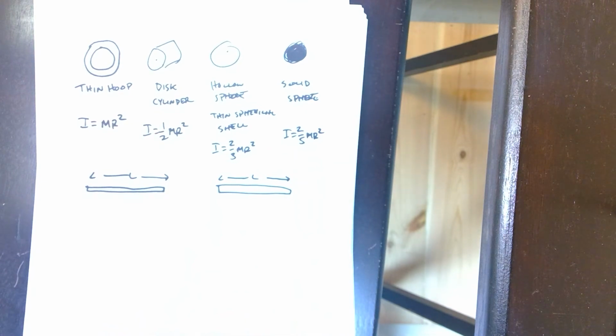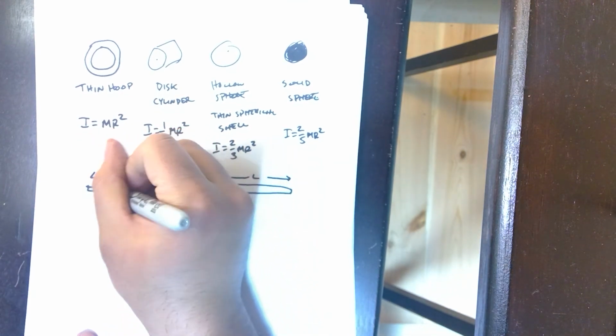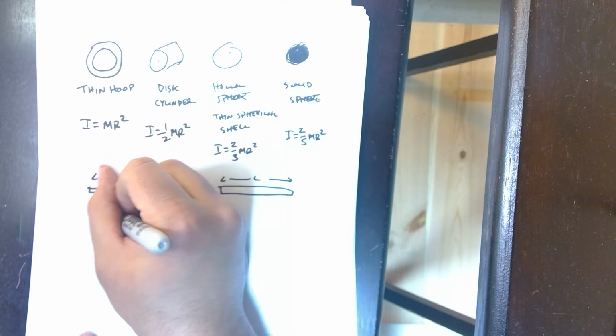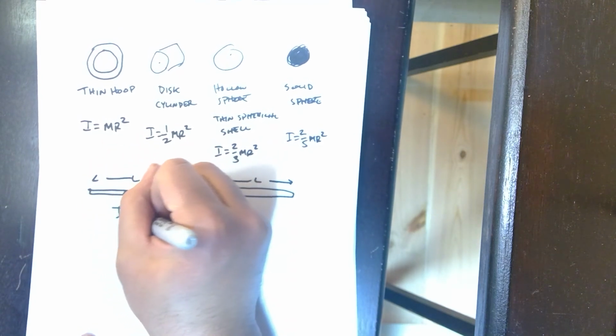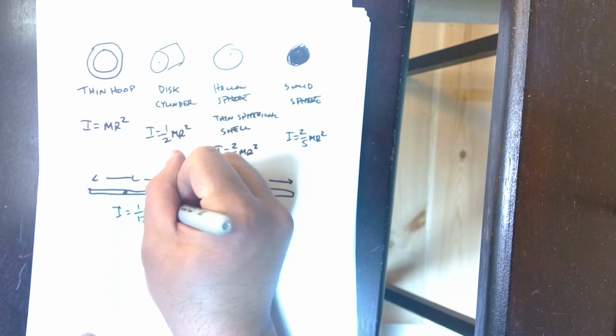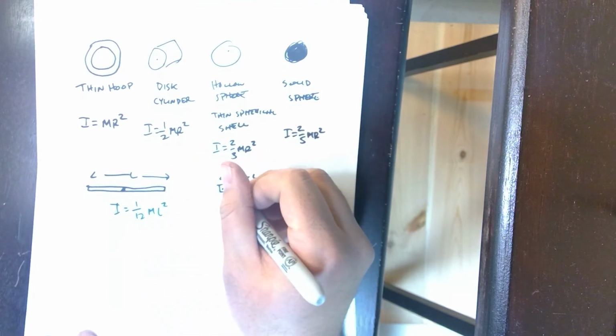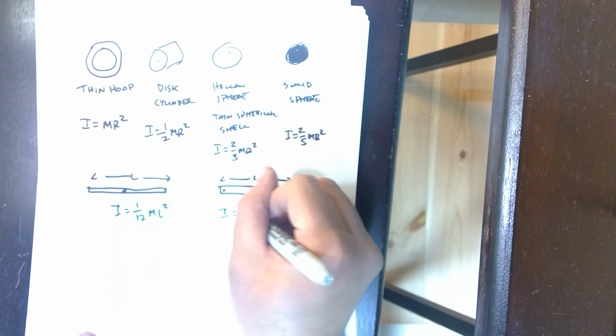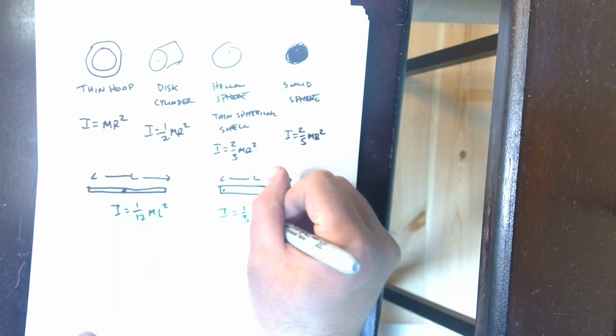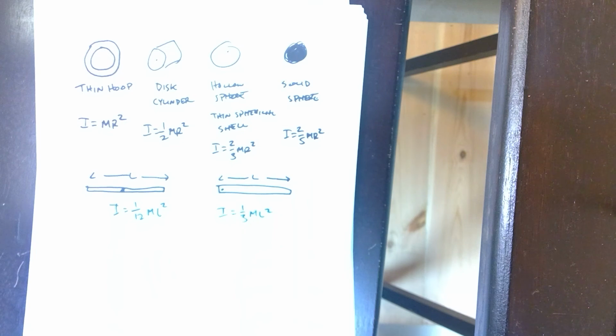If it happens to be the center, you're going to find that I is equal to 1/12 ml squared. However, if you try and do it at the end, we've seen that that's harder, and that's equal to 1/3 ml squared. All right, so those are the shapes that we're going to be responsible for. There are others out there, but these are the ones we would focus on in this particular class.